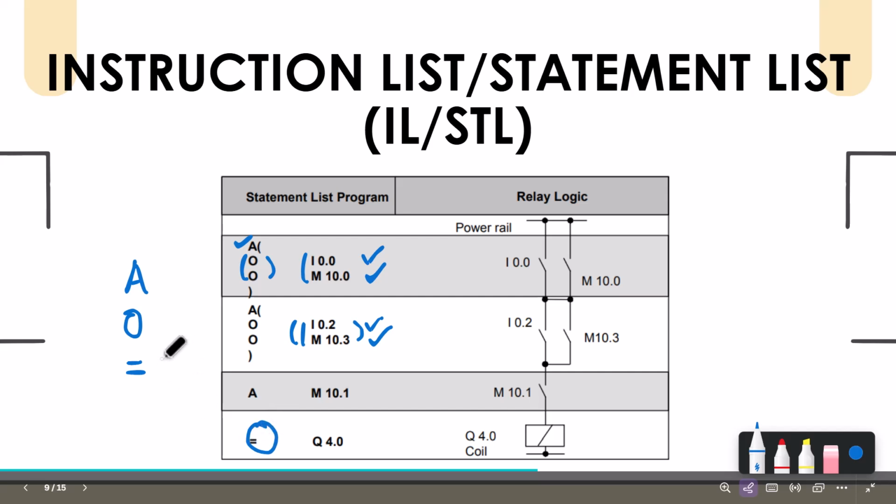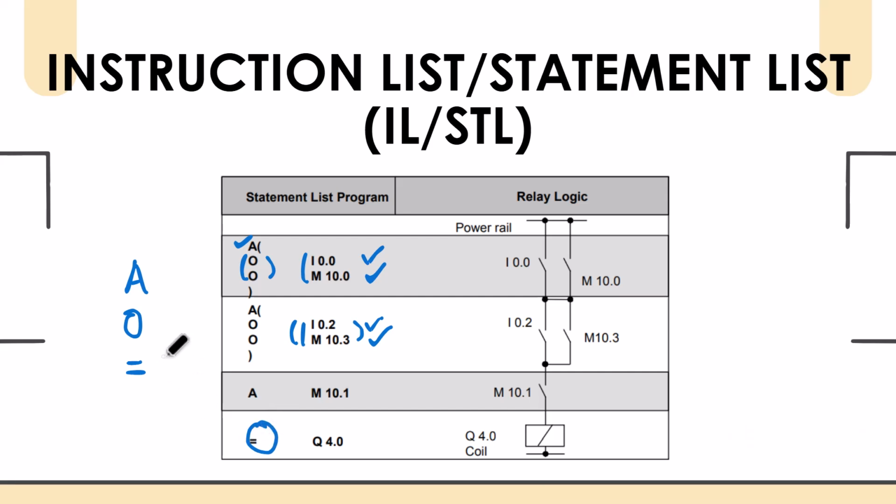is the assignment operation. That is, whatever the result is, Q4.0 will have it. So it is a coil. Q4.0 is the address of the coil.